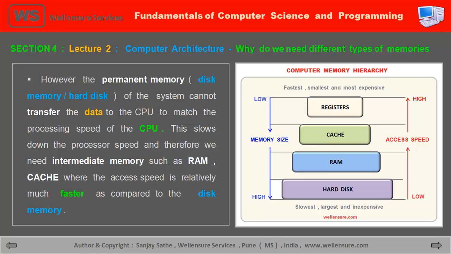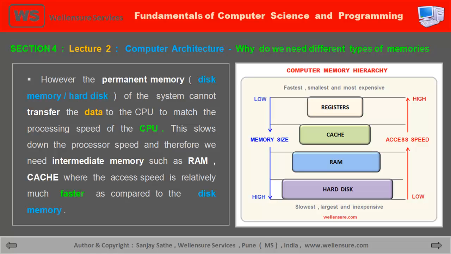During the program execution, the CPU has to continuously fetch the data from the system memory. However, the permanent memory, which is also referred to as the disk memory or hard disk of the system, cannot transfer the data to the CPU to match the processing speed of the CPU. This slows down the processor speed, and therefore we need intermediate memory such as RAM or cache, where the data access speed is relatively much faster as compared to the disk memory.